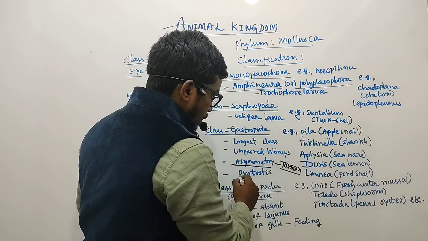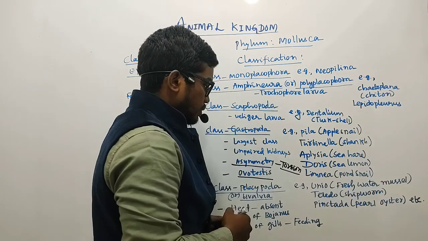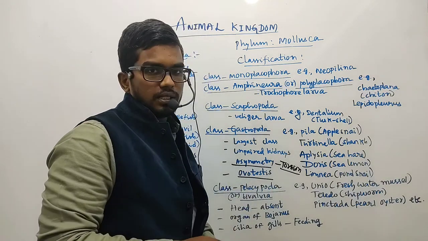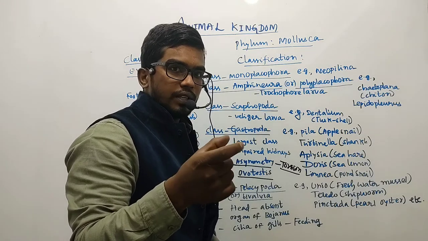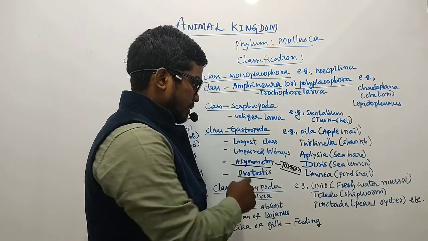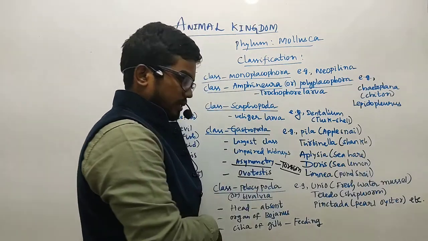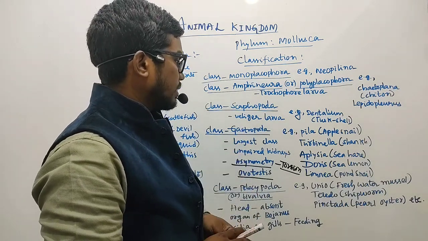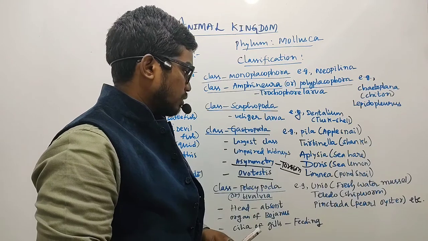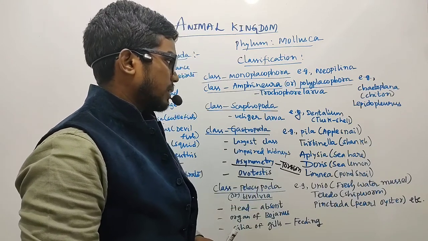See, few of this class forms show ovotestis. That means the male and the female reproductive units are combined. That's what we call ovotestis. But generally it is only a few organisms of gastropods that show this characteristic.